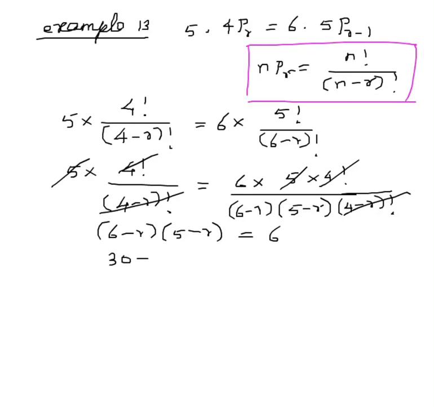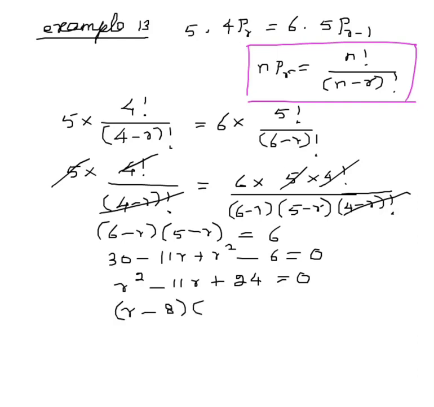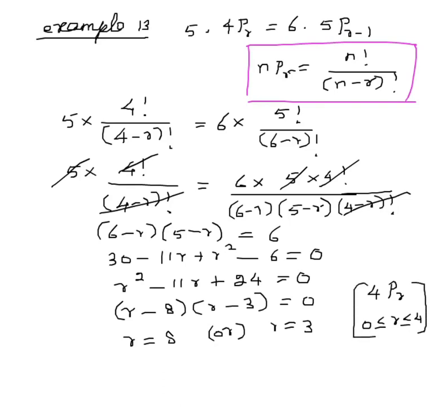Open the brackets. 30 minus 6r minus 5r, that is minus 11r, plus r squared, minus 6 is 0. We get a quadratic equation in r. Let us factorize. (r minus 8) and (r minus 3), 8 threes are 24. We get two answers: r is equal to 8 or r is equal to 3. But the question has 4Pr, and we know that 0 is less than or equal to r is less than or equal to 4. Therefore, r cannot be 8. The final answer is r equal to 3.